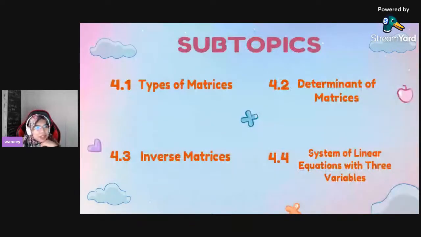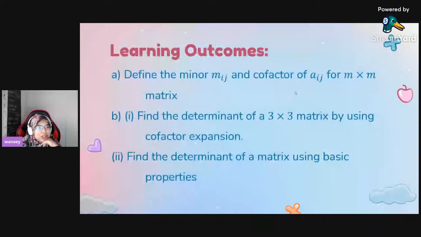Right, so today we are going to look at the determinant of matrices. So 4.2, determinant of matrices. The learning outcomes for today: you have to define the minor and cofactor for an M by M matrix. But of course, in our syllabus, we're simply going to look at 3 by 3. And then find the determinant of a 3 by 3 using the cofactor expansion, and then find the determinant of a matrix by using basic properties. So we have basic properties and then we have cofactor expansion as well.